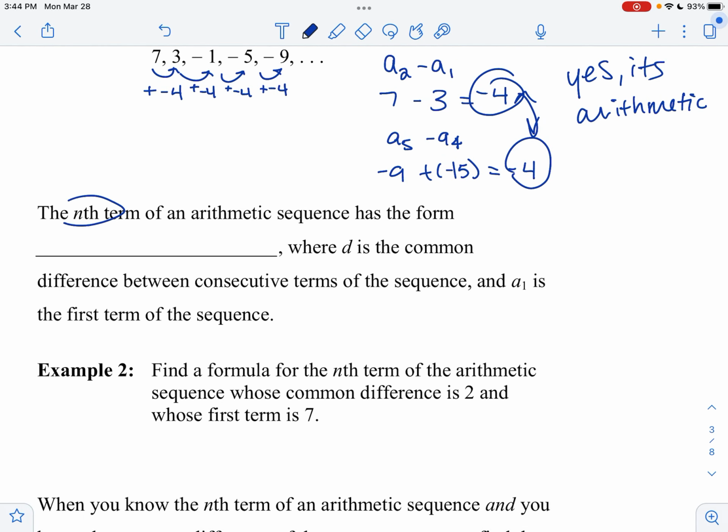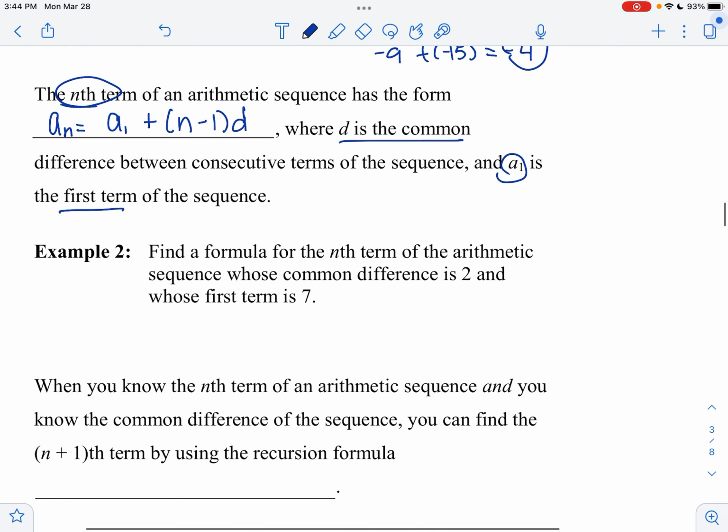The nth term has this form. Any nth term of an arithmetic sequence is equal to the first term plus n, which is the number of the term that we're looking for, minus 1 times the common difference, where d is the common difference between consecutive terms and a1 is the first term of the sequence.